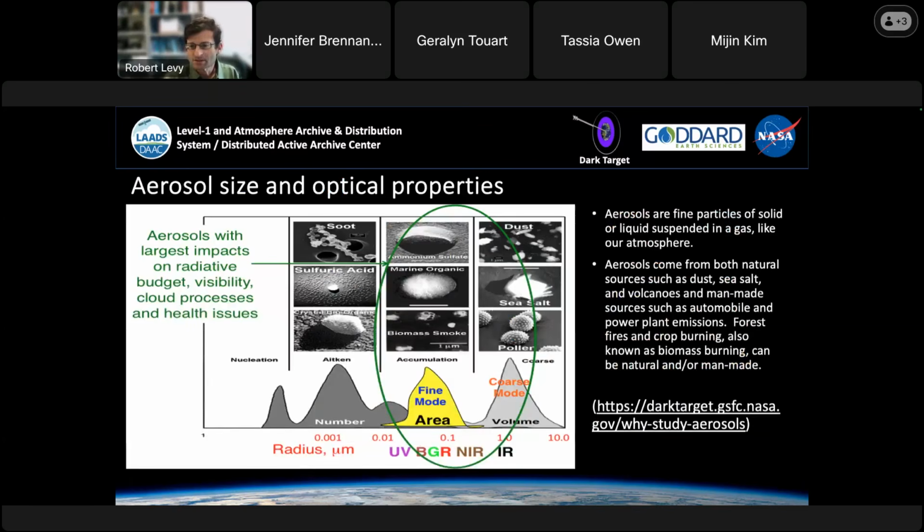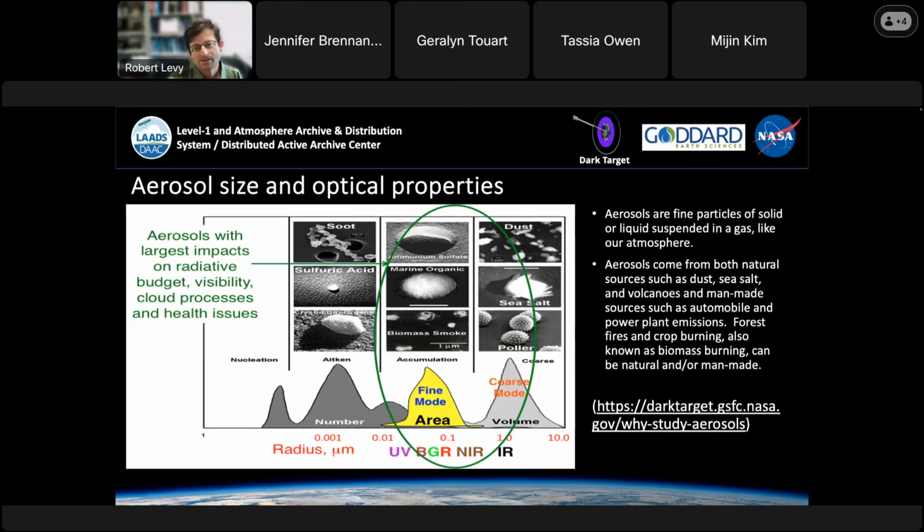Let me just tell a little science background of what we're after here. This is basically a picture, I'm not sure where I originally got it from, so I should reference it someday. It shows different kinds of aerosols, or particles, solid or liquid, suspended in our atmosphere. They come from natural sources such as dust, sea salt, and volcanoes. But they also come from man-made sources such as autos and power plants. And forest fires and crop burning are also big contributors.